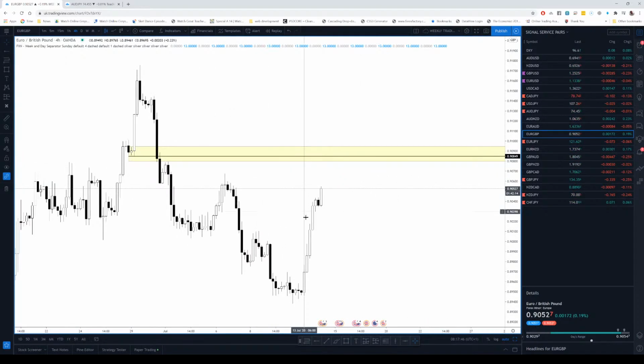So don't look to sell this and don't buy it. If you want to buy it, I personally think it's too late. They ran up too quickly.